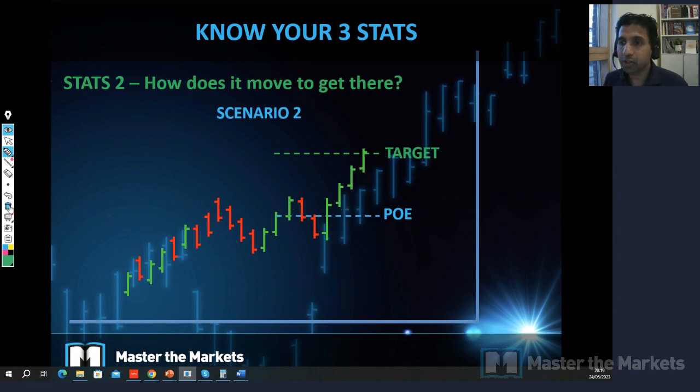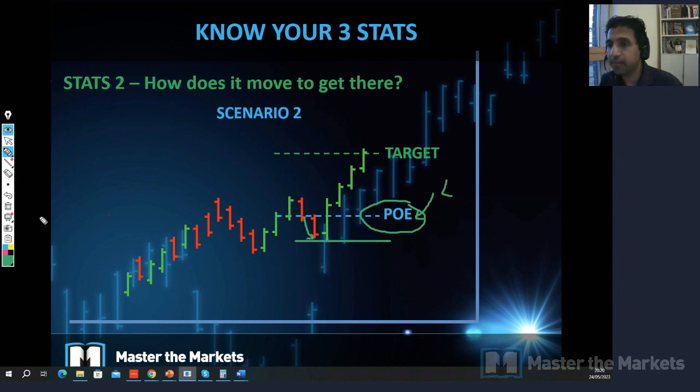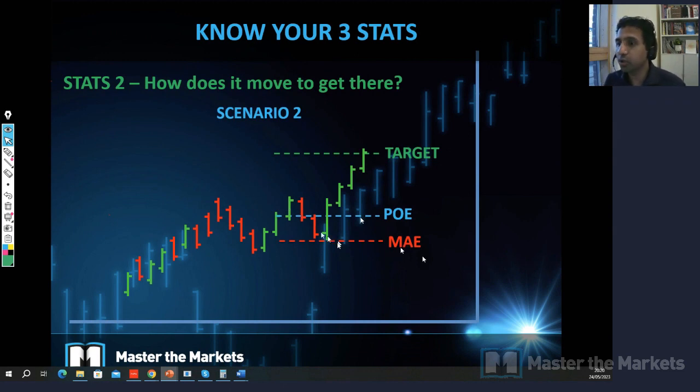More specifically, traders, what we are asking is how much does it go below this blue line, or how much does it go below your point of entry. In this case, below the blue line, it went all the way low to here, right? And that is what I have put over here as this red line of MAE, maximum adverse excursion. How much did it go against you before going to your target?